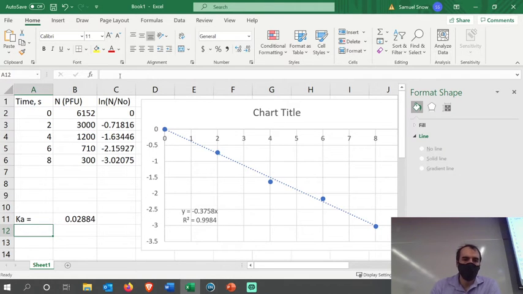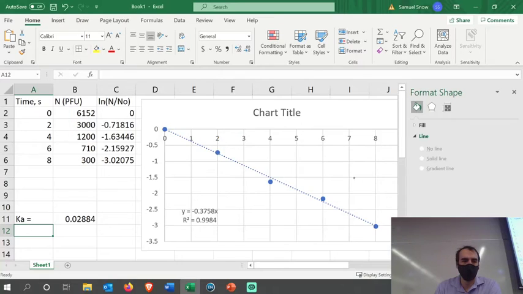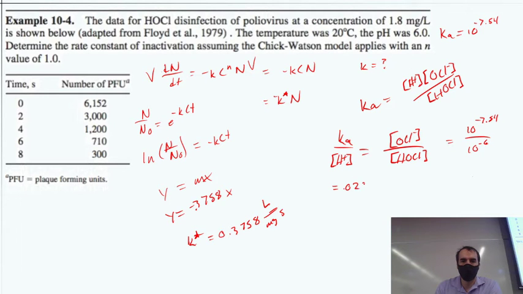So 0.0288. That's the amount of OCl minus divided by HOCl. So we could say that OCl minus is equal to it like that.